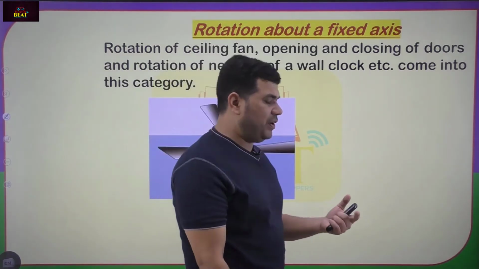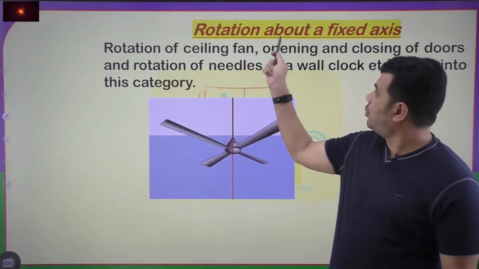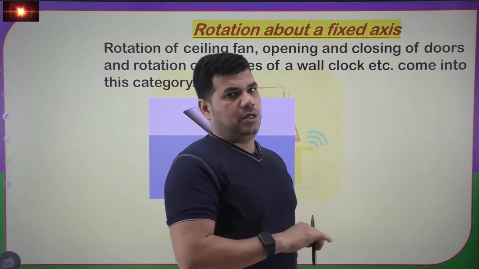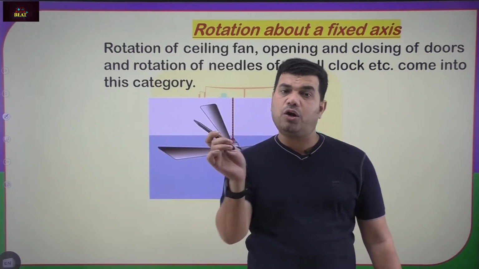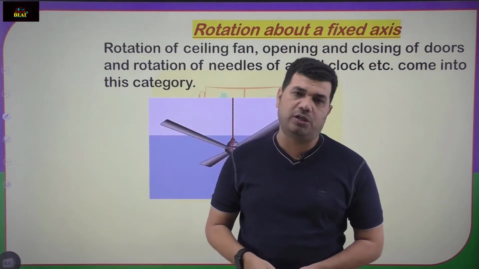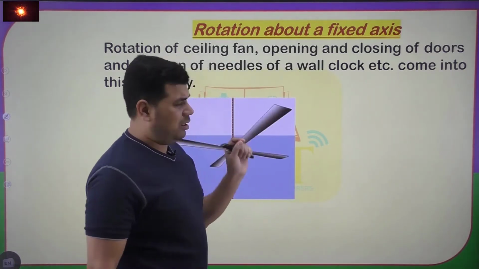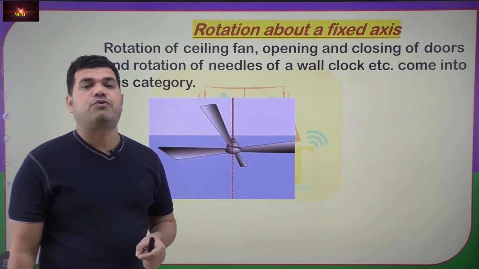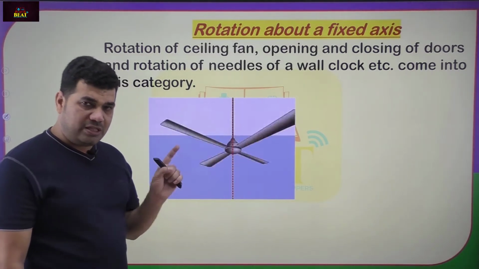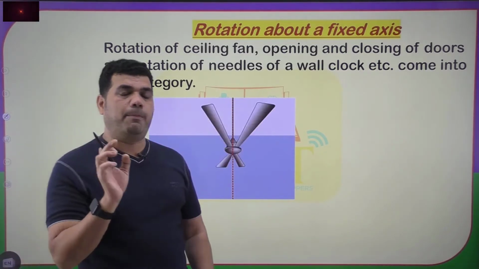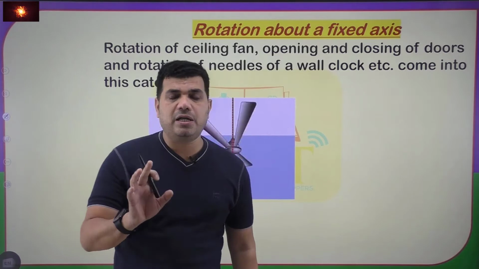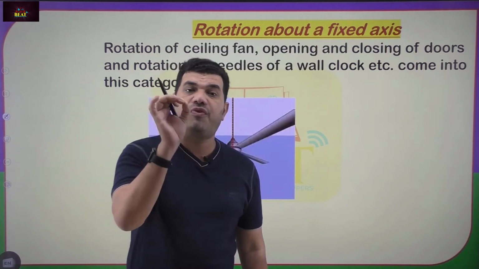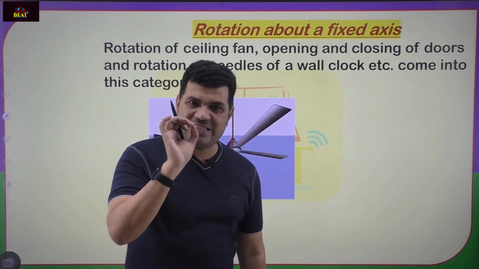And now we can define different types of motion. First is rotation about a fixed axis. Then we have rotation about a moving axis. Then we have rotation about a rotating axis. This is another type of motion. This is also rotational motion. So this is one kind of rotational motion in which the axis of rotation is fixed. All the particles of a rigid body are moving about an axis which is fixed, which is not moving, which is stationary.